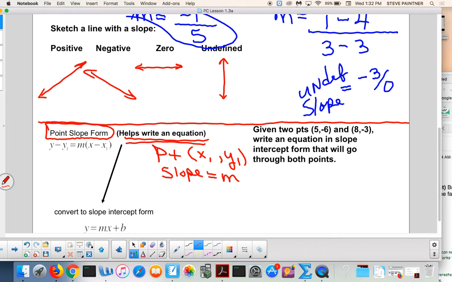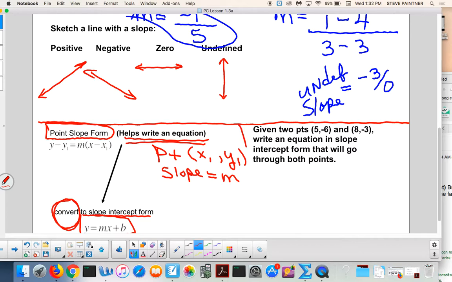If somebody gives you a point and a slope, it is so easy to write the equation. Here it is. But the only problem with this is no good to you. You can't graph this. So what do we do with point slope form? We convert to what? Slope intercept form, right here. Now why would we do that? Because it's easy to do what in this form? It's really easy to graph, okay? That's why you like that form.